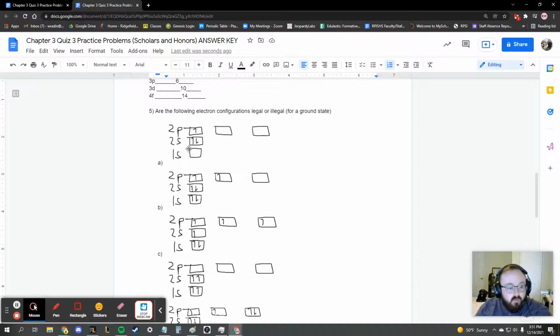Alright, so this one, I'm going to figure out what's the best way to draw this in. Be right back. Alright, so I'm going to go through and copy an image, basically.